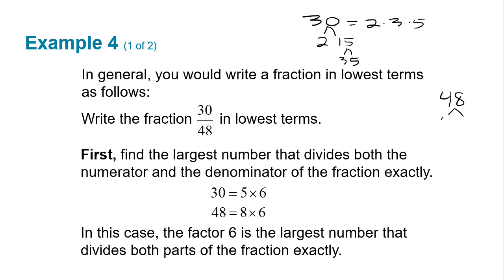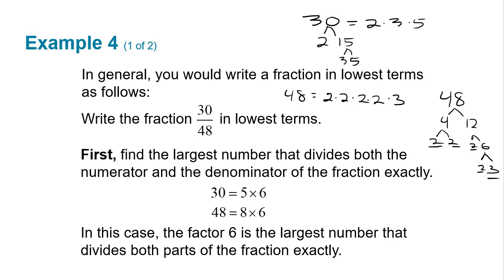So 48, maybe you go, okay, well, that's 4 and 12. Oh, but then 4 is 2 and 2. And then 12 is 2 and 6. And then 6 is 2 and 3. So 48 becomes 2 times 2 times 2, there's 1, 2, 3, and then a fourth one, times 2 times 3.